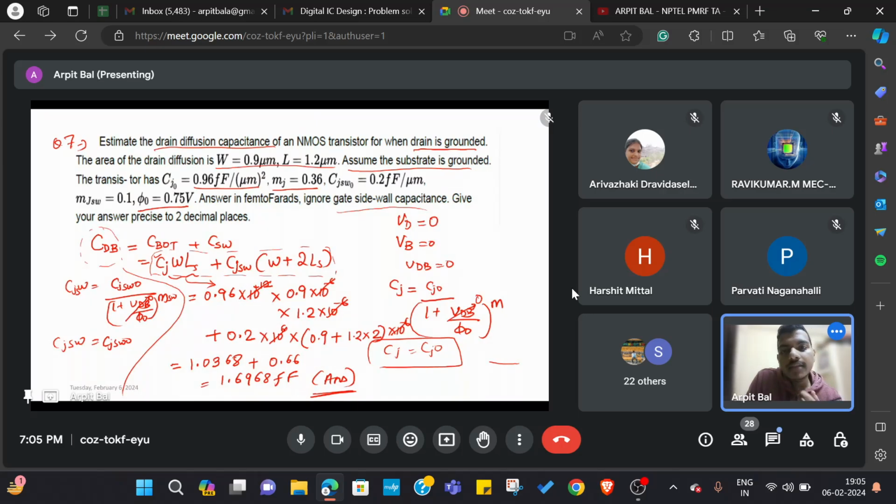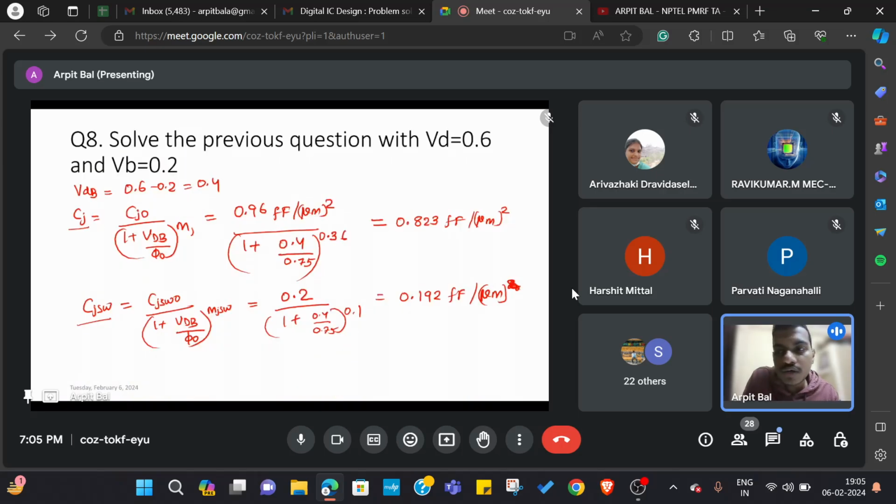Okay, and the next thing that we need to do is to compute the value of CJ. In the first case, CJ was equal to CJ naught because it was given that VDB is equal to 0. But in the second case, we changed the value of VD and VB and were told to recalculate CJ. Because in this case VDB is a non-zero value, our CJ had a different value in comparison to CJ naught.